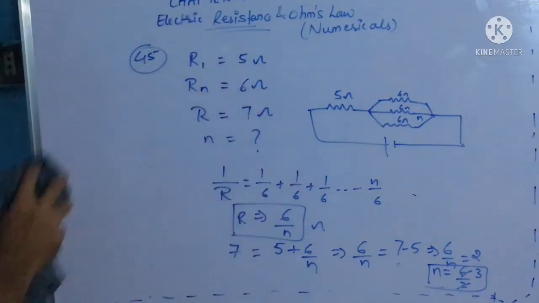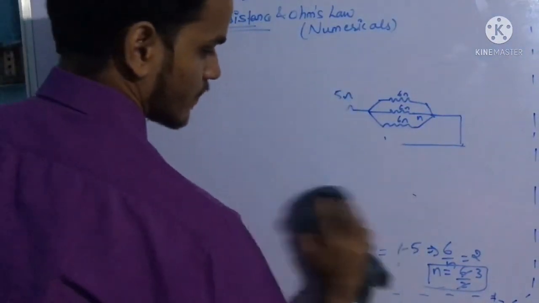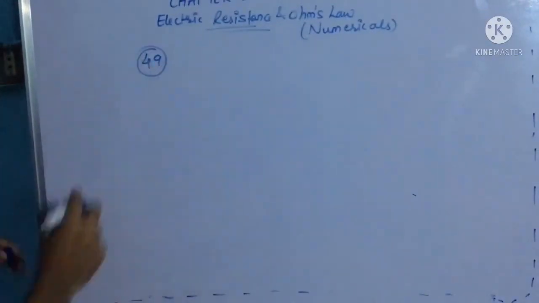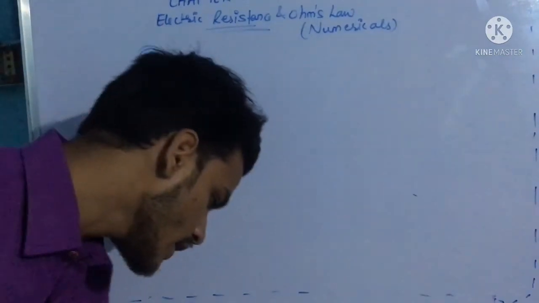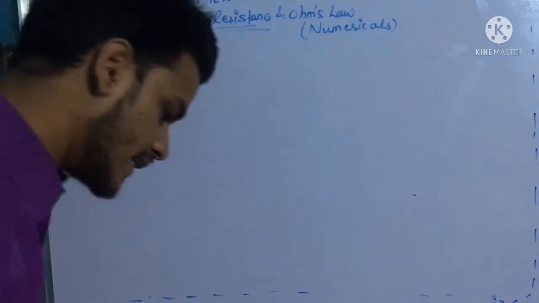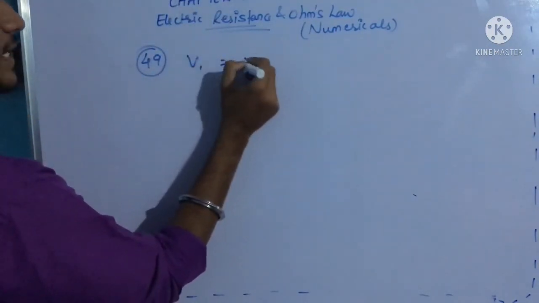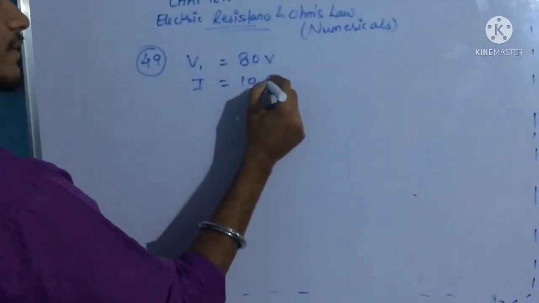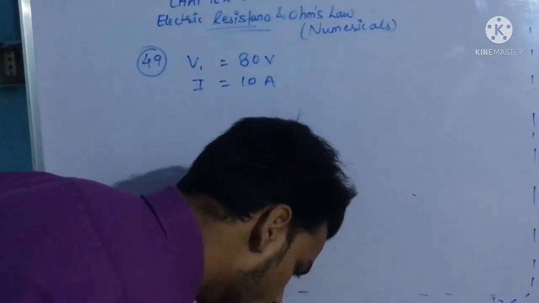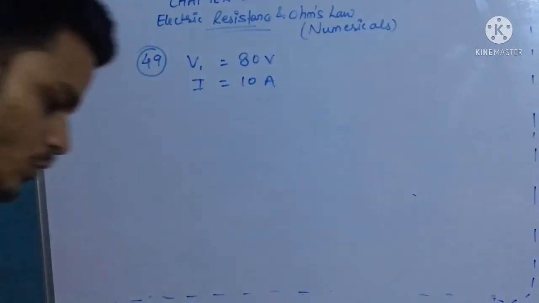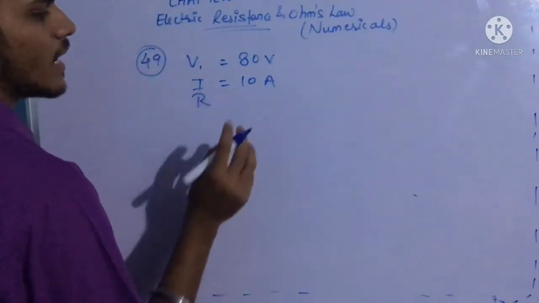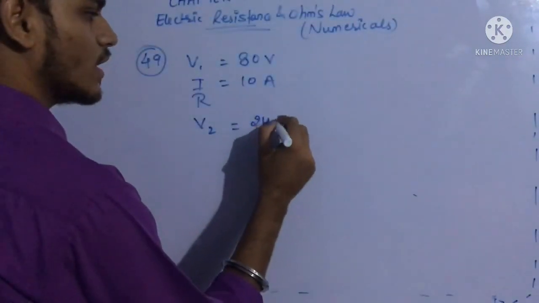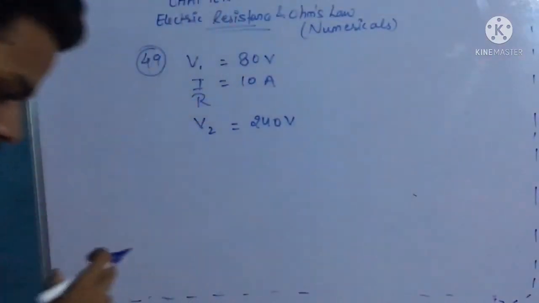Now the next question is question number 49. What does this question say? An arc lamp operated at 80 volt, meaning V1 is 80 volt, takes 10 ampere current. How much resistance should be connected in series with the lamp to use 240 volt? Let the resistance here be R, and V2 is equal to 240 volt. The current remains the same.